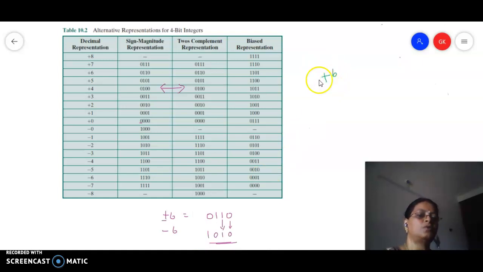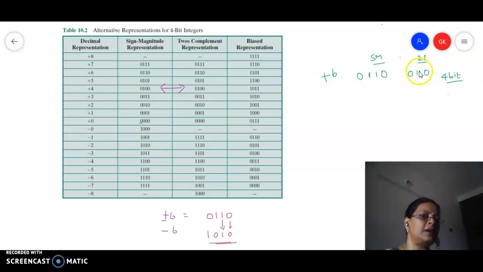The plus 6 number can be represented in sign magnitude and also in 2's complement form. To start with, we will see how it is generated using a 4-bit pattern. For plus 6, the plus is indicated by 0, and for 6 it is going to be 1, 1, 0. So this is the binary equivalent of plus 6 with 4-bit representation in sign magnitude. In 2's complement also we have the same method.